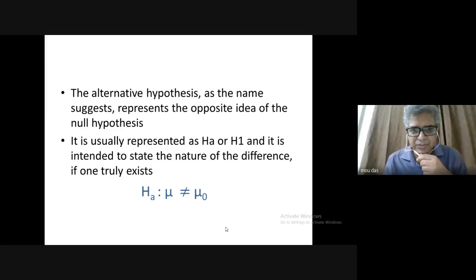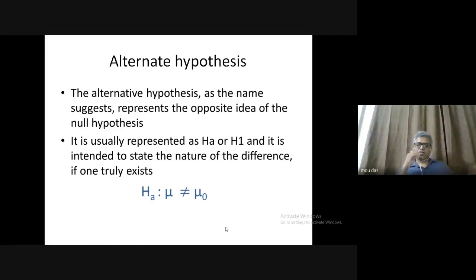Since there is a null hypothesis, there is also an alternative hypothesis. The alternative hypothesis, on the contrary, as the name suggests, represents the opposite idea of the null hypothesis. It represents that there is some difference or there is some effect. So it is represented as HA: mu is not equal to mu 0. Again, mu is the sample mean or sample attribute, and mu 0 is the population attribute or the attribute in the control arm or the standard arm. The alternative hypothesis is also called the research hypothesis because it follows the objective and it is the thing that we want to test in a research study.